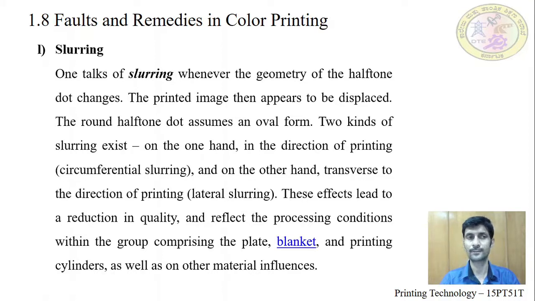There are two kinds of slurring. One is lateral, and another one is circumferential slur. The direction of printing is called circumferential. On the other hand, transverse to the direction of printing is called lateral slur. This effect leads to a reduction in quality and reflects the processing conditions with the comparison of plate and blanket and the printing cylinders, as well as other mechanical influences that may cause slurring on the printed sheets.